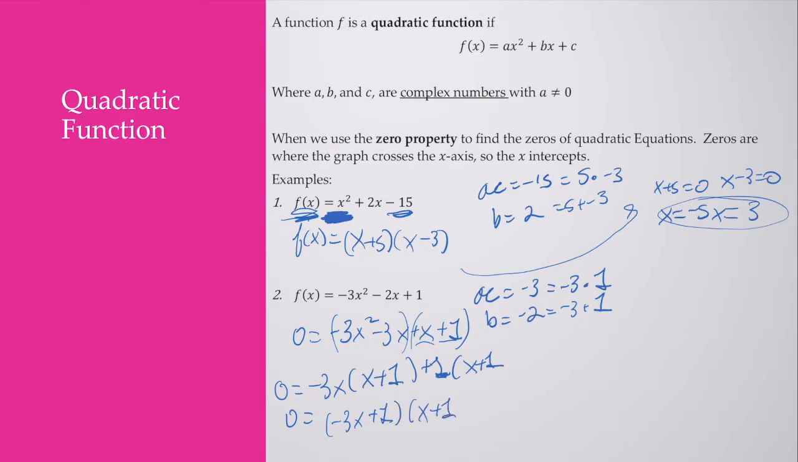So I take each of these factors and set it equal to 0. I have negative 3x plus 1 is 0. I subtract 1 from both sides, so I have negative 3x is negative 1. I divide both sides by negative 3. I get x is positive 1/3. And if I have x plus 1 is 0, I'm going to have my other zero as x is negative 1. So this should have been a little refresher of what we've covered in chapters 5 and 8.